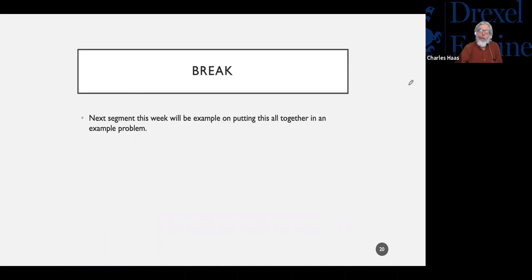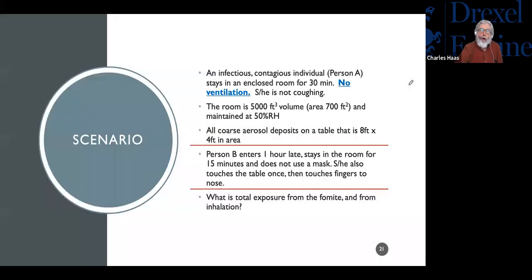So I want to take a break now after I pose the problem. The next segment will be solving this problem. But let me pose the problem, and take a few minutes to think about it, sketch out a solution, and then listen to segment 2 of this week's talk.